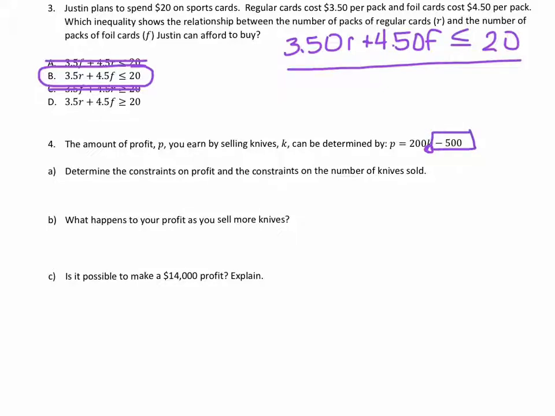So that means I have to at least have P being greater than 500 in order to have something come of this. Otherwise, you're in debt. So your profit has to reach at least $500. It has to be more in order to have a profit. If I only made $500 in profit, that means I'd make nothing. What happens to your profit as you sell more knives? Well, obviously, as K increases, that means that my profit will increase.